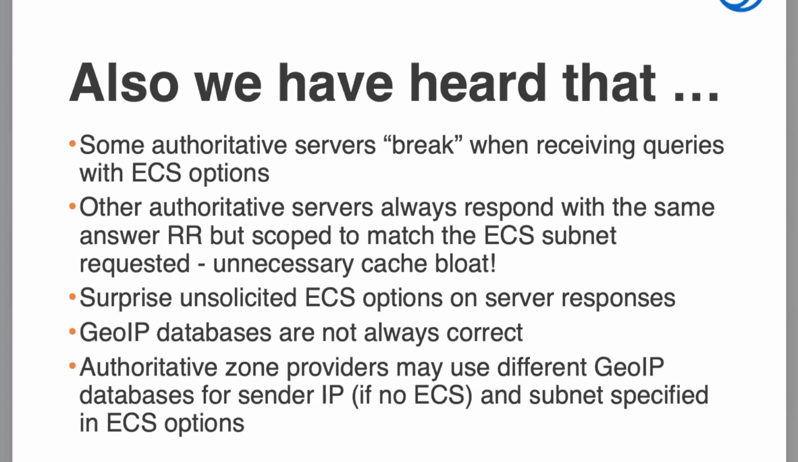I have seen, in another presentation from somebody talking about the pitfalls of ECS, that there are some authoritative servers that, when asked for an ECS scoped query, don't actually have ECS themselves. They always send the same answer back. But they'll always send back an answer with the ECS subnet as requested, with the matching prefix. So they're sending back the same answer, but they're telling you wrongly that it is scoped to the ECS subnet that you requested.